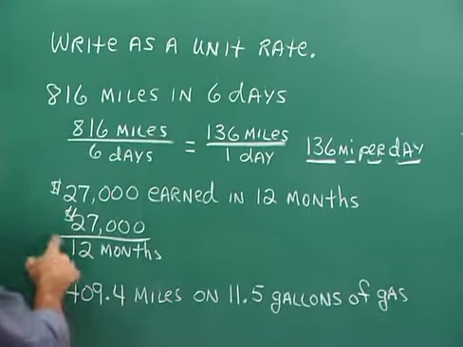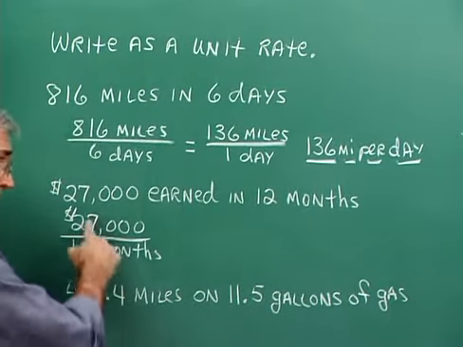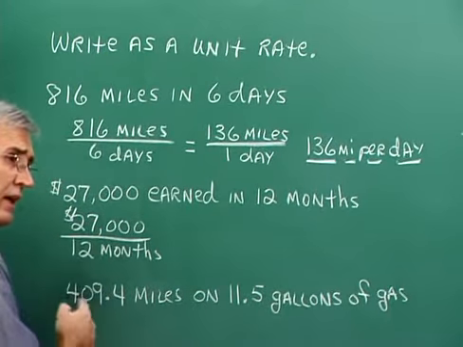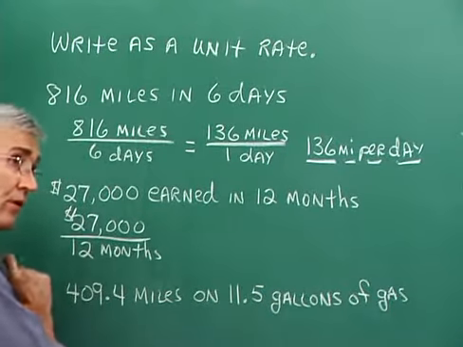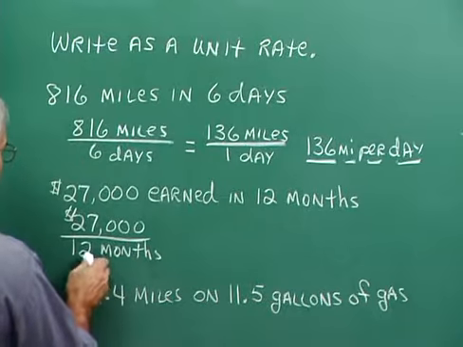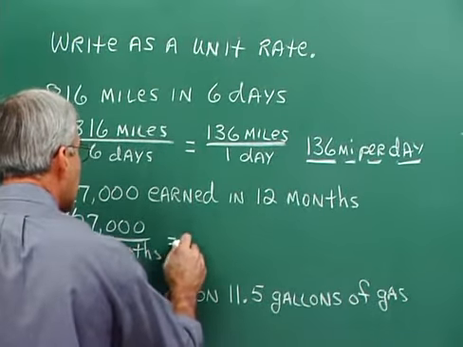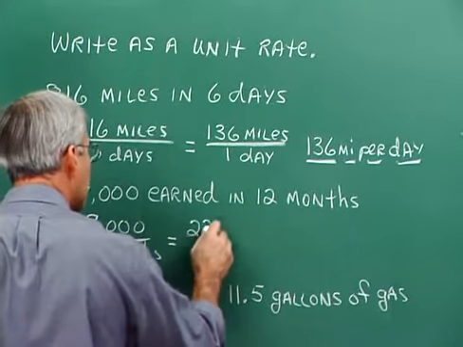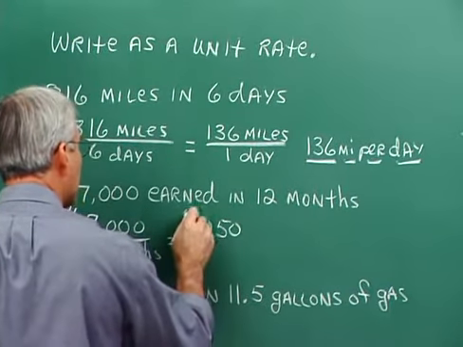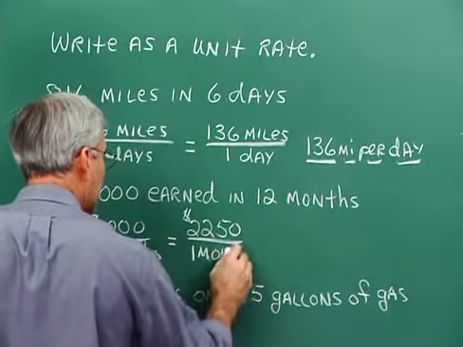Now, by the way, if it doesn't go evenly, what are we going to do? Well, we'll just express the number that we get in that division process in terms of a decimal, and we'll have our unit rate, you see. We'll see that situation in the next problem. But let's see, 12 into 27,000 goes 2,250 times. That is, this is $2,250 in 1 month. You see, it's like this.